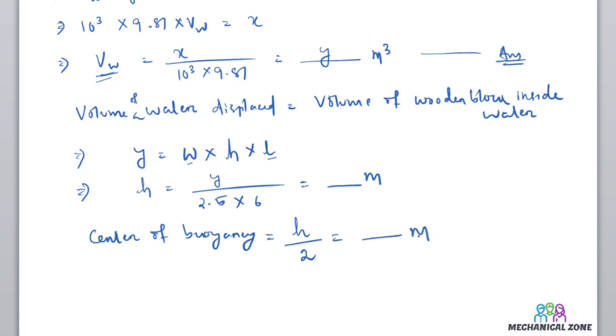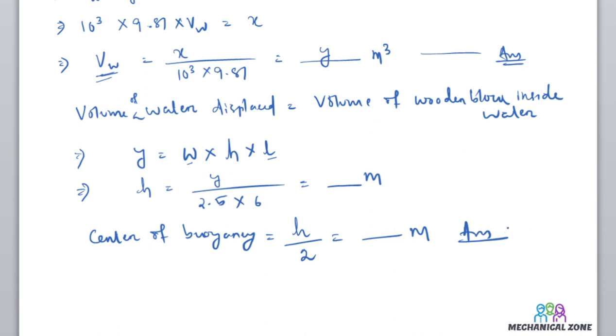You will get it in terms of meter. So like this, you can calculate the value of the center of buoyancy, volume of water displaced, volume of wooden block inside the water, and weight of the wooden block. Whatever unknown is given, you can calculate. The steps to be followed will be like this. I have not done the calculation, you do the calculation part.